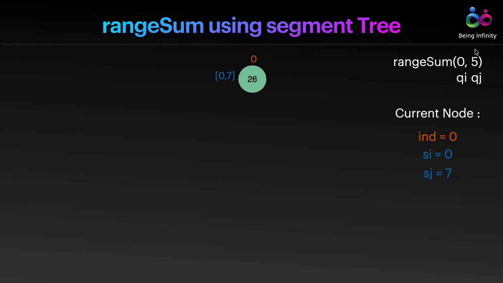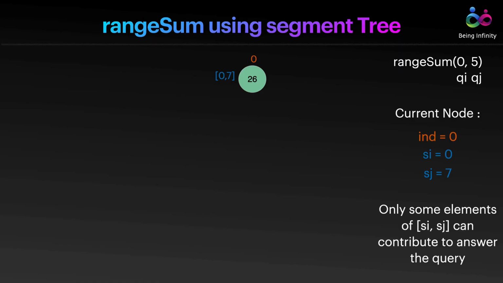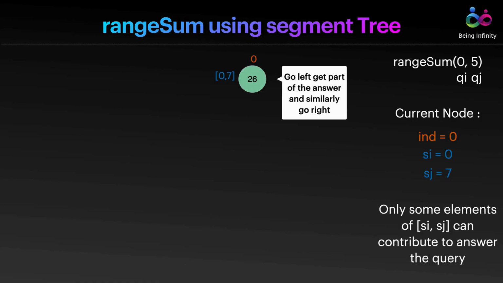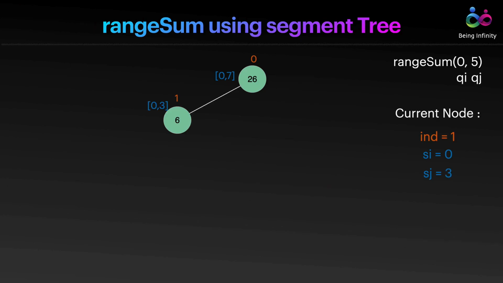But if you see, our query is just 0 to 5. That means we don't want all the elements here, is that right? That means we need to break down and we need to get some part from the left, some part from the right to get the final answer. Yes, and that is what we are going to do. Only some elements can contribute, not all, right? So node 0 will say, go left, get the part that you want. Similarly, do it for the right. So let's do the part where we are going left first.